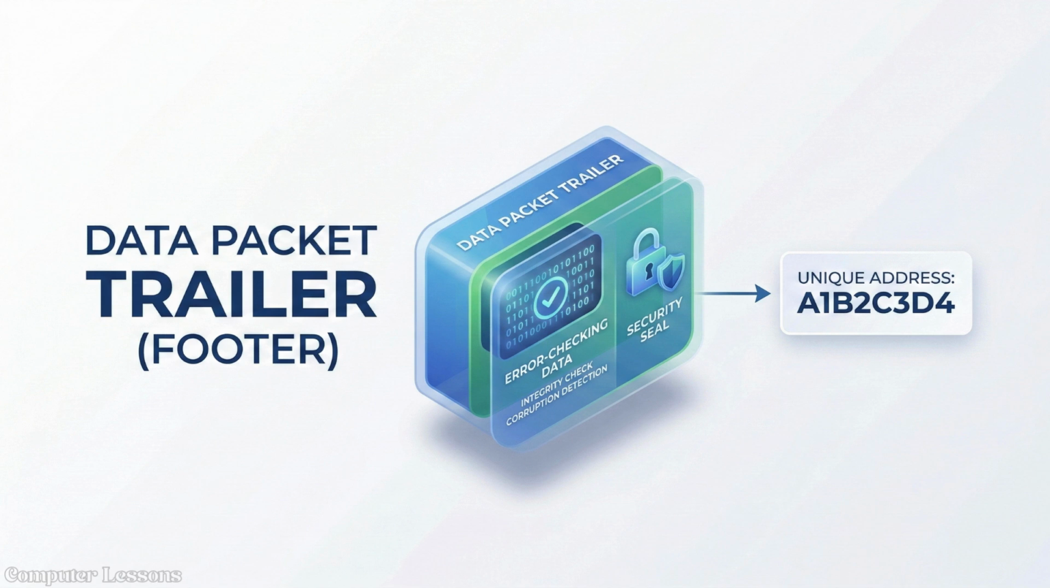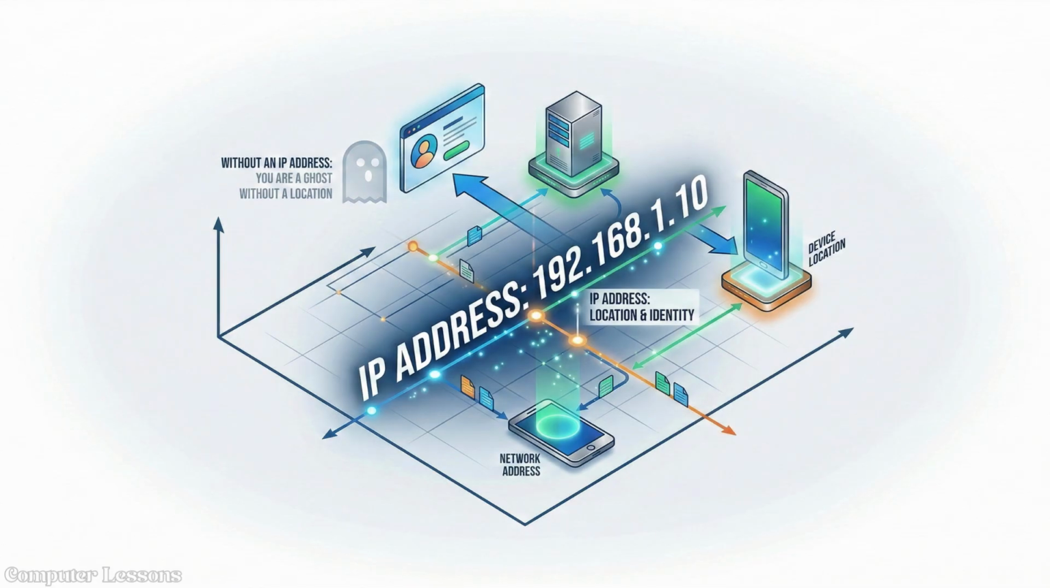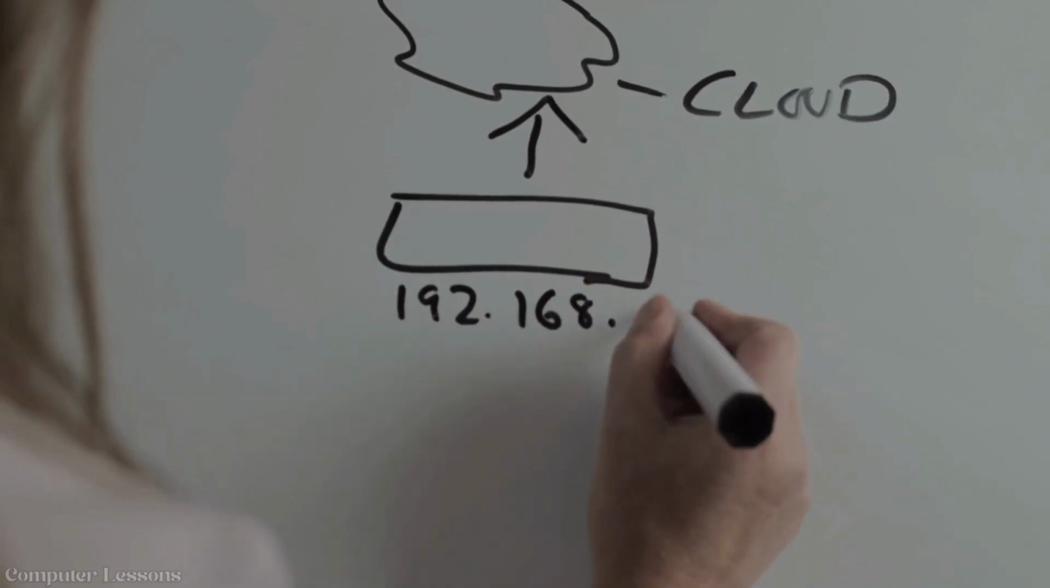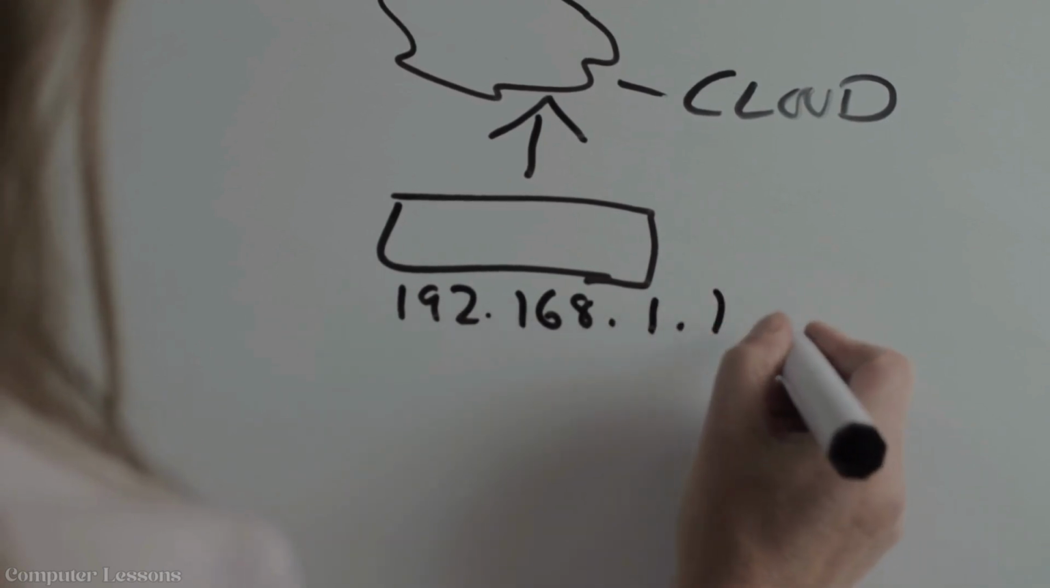But for this envelope to be delivered, it needs a unique address. Enter the Internet Protocol address, or IP address. This is the fundamental coordinate system of the digital world. Without an IP address, you do not exist on the network. You are a ghost without a location. For decades, the world has run on version 4 of this protocol, known as IPv4.